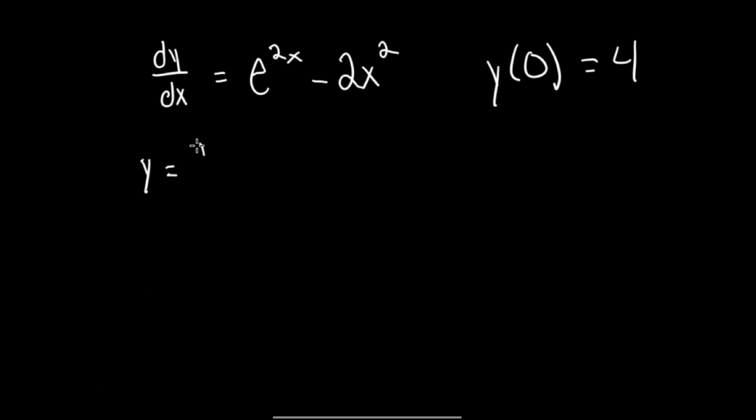So then y will be equal to the integral of e to the 2x. And what I'm actually going to do is separate these two values. So this would be the integral of e to the 2x dx minus the integral of 2x squared dx.